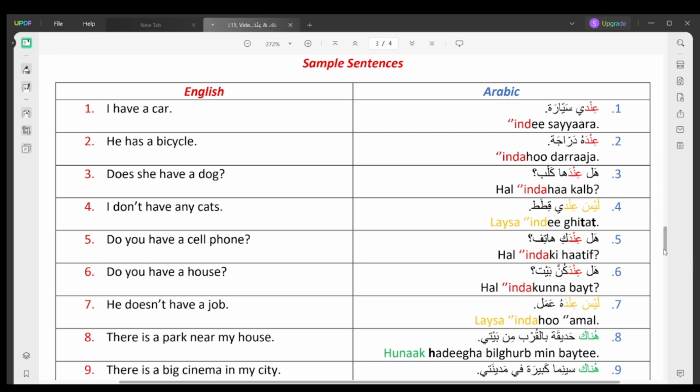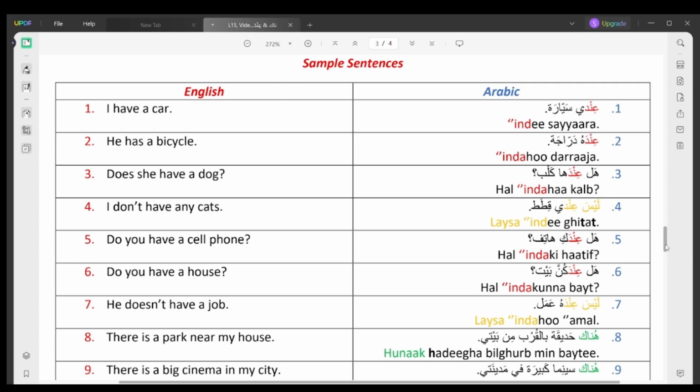Number 1. I have a car. عندي سيارة. Number 2. He has a bicycle. عنده دراجة. Number 3. Does she have a dog? هل عندها كلب؟ Number 4. I don't have any cats. ليس عندي قطط.